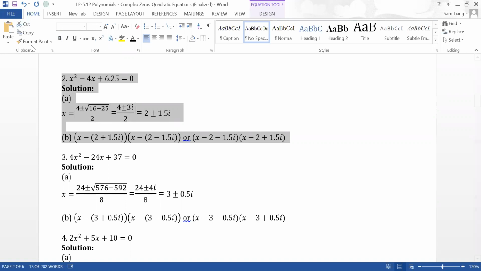And then you plug it into x minus 2 minus 3 over 2i times x minus 2 plus 3 over 2i. And you get x minus 2 plus 3 over 2i times x minus 2 minus 3 over 2i.